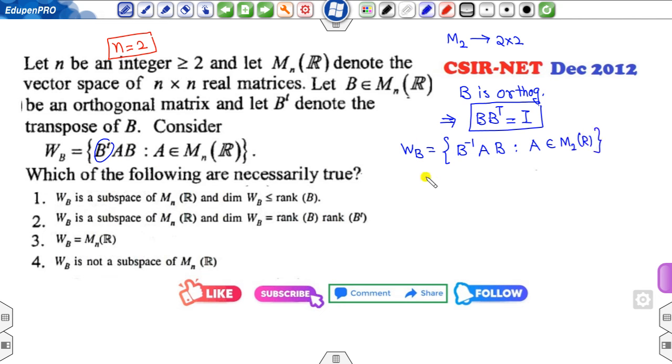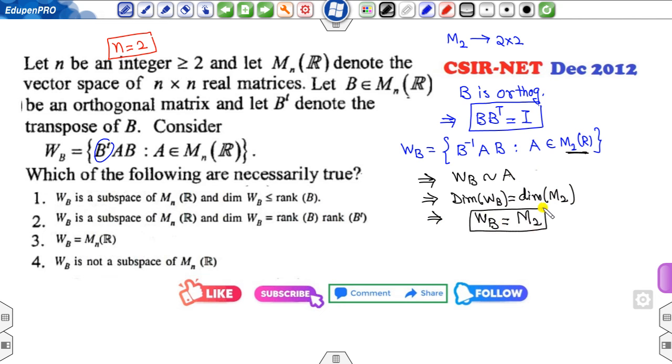Fine. Now, what is the meaning of that? B is my invertible matrix. W_B is the collection of all those in this manner. So how can you write that? I can say W_B is similar to the matrix A. Once this is similar, that means the dimension of W_B is the dimension of A, the elements of M2. Once both have the same dimension, that means W_B is the same as M2. Because I have considered n equal to 2, the third option is the correct answer.